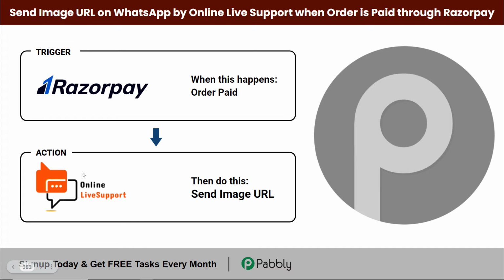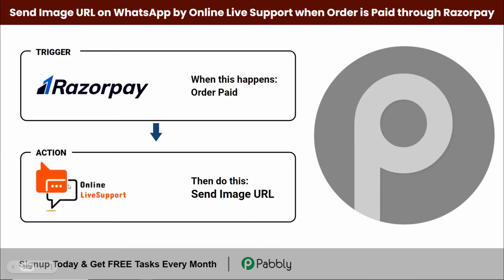In this video, we are going to see how to send an image URL on WhatsApp by Online Live Support when an order is paid through Razorpay. So here you want that every time an order is paid against a product in Razorpay, which is a payment gateway, then an image must be sent to the user who has just made the payment through WhatsApp by Online Live Support. How can you do that?